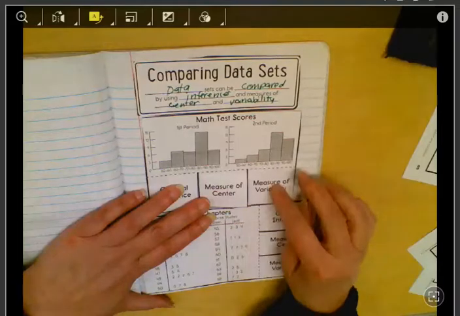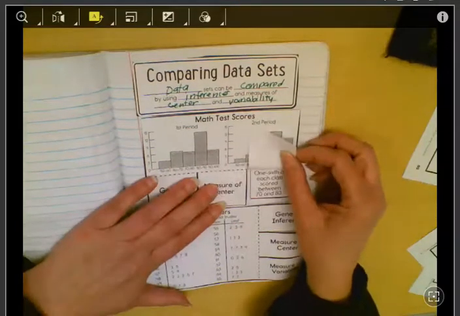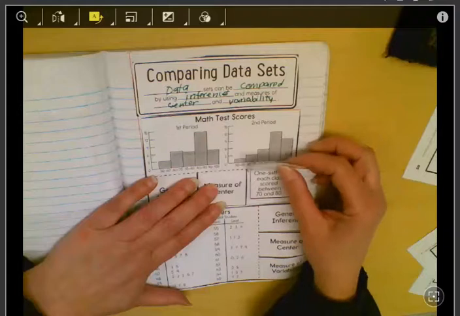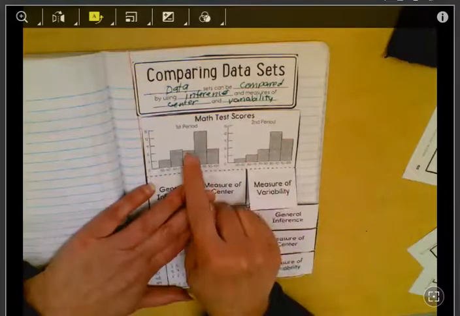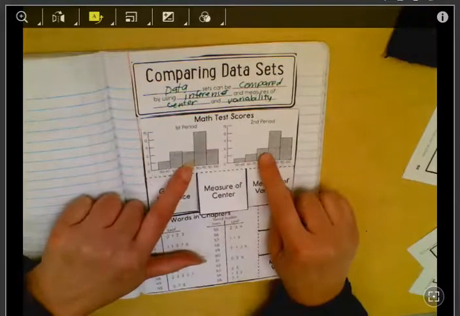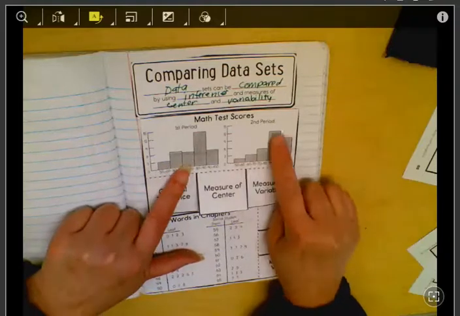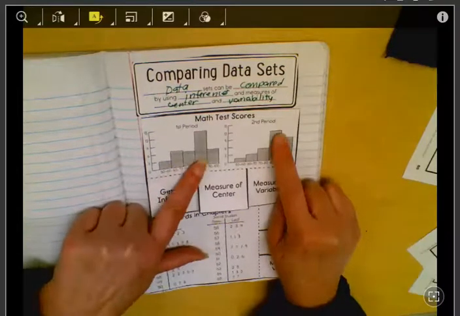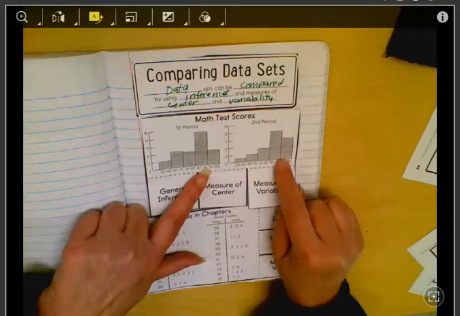A measure of variability inference could be 1/6 of each class scored between 70 and 80. So you can see that between 70 and 80, they were pretty common. Those two are pretty common. This is a little bit different, a little bit different. About the same. You could also make a measure of variability there that between 80 and 90, most of the class in both of them did as well.